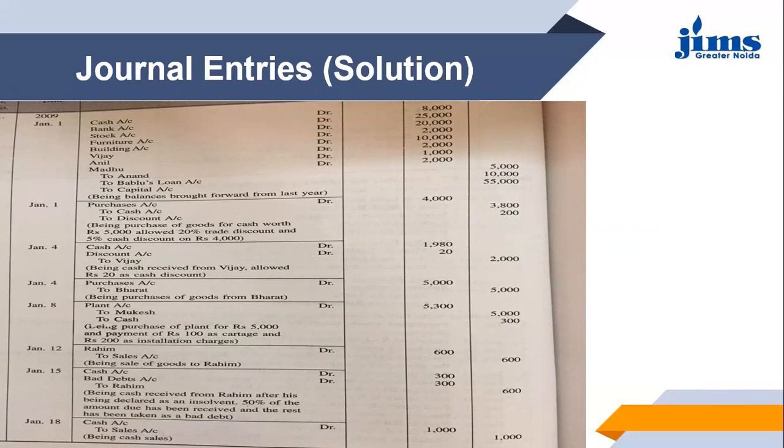And I told you in the previous lectures also that the journal entry always has to be done with the narration. Narration is a small description that you give for the journal entry you are passing, related to the financial transaction. So here you can see: being cash received from Vijay, allowed him discount of 20 rupees. So this is a small narration along with the journal entry. And see, you put the date first, January 4, then the journal entry, then the respective amount in their respective debit and credit columns.